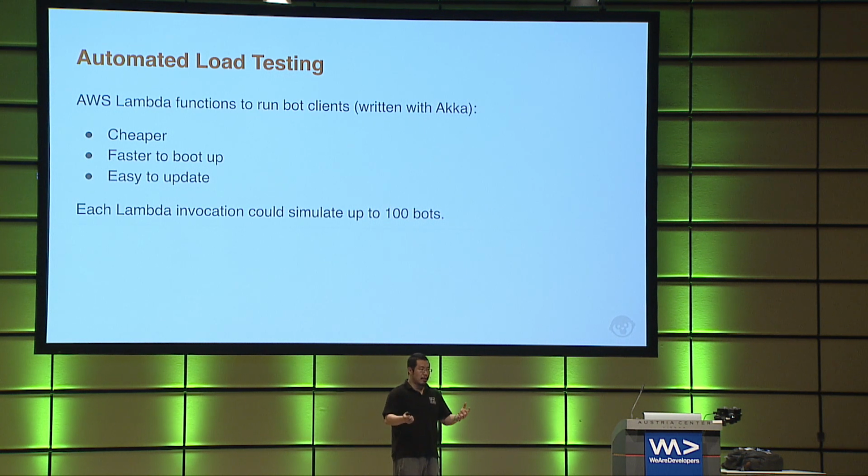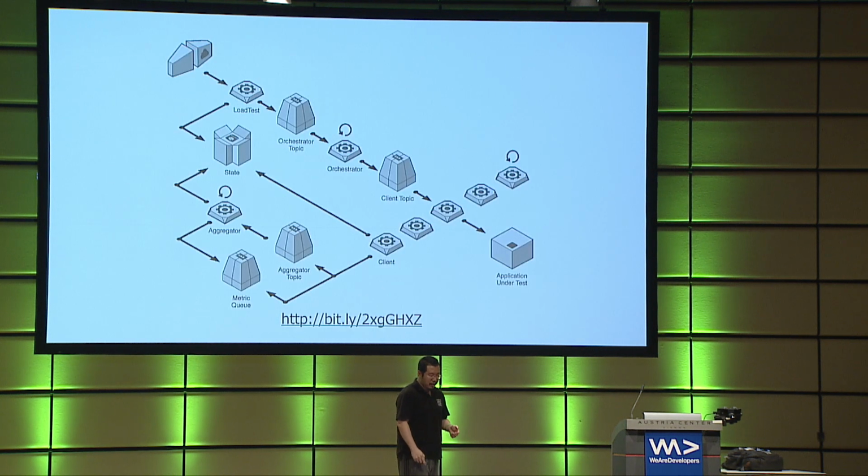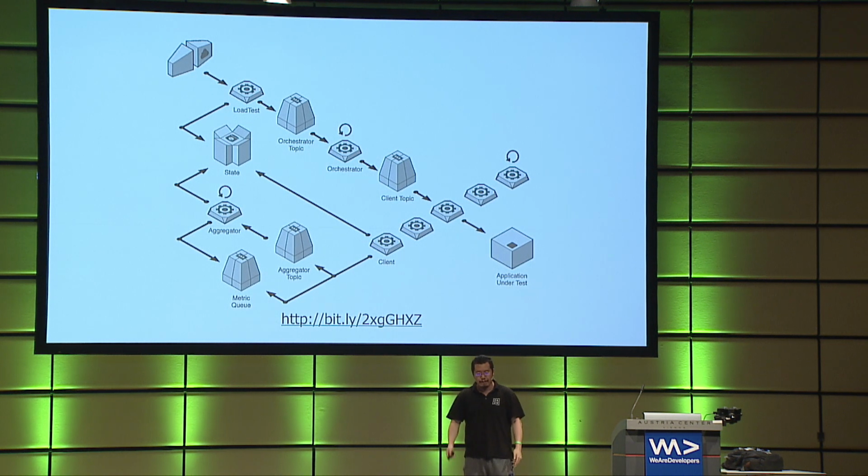So instead, what we did was we wrote our client libraries, again, as Akka applications, and then we ran them inside Lambda functions, which you can spin up 10 instances of very, very quickly, in no time. I'm not going to go through what we actually did, but there's a blog post you can read, and I'll make the slides available afterwards so that you can find the link as well.